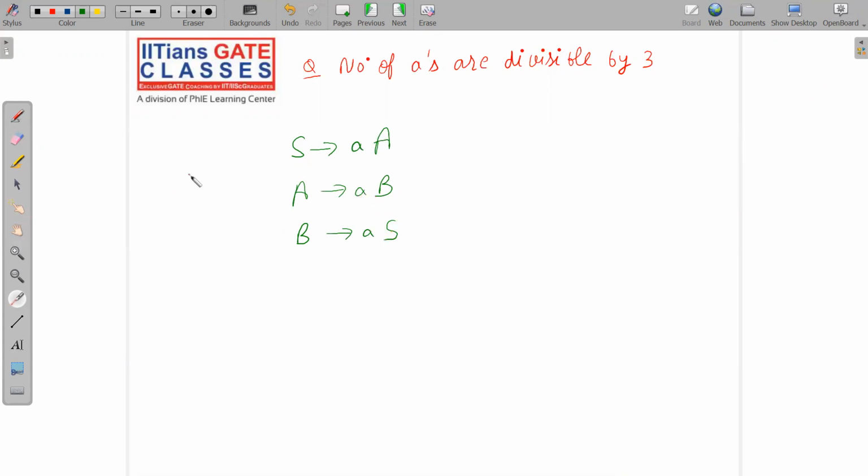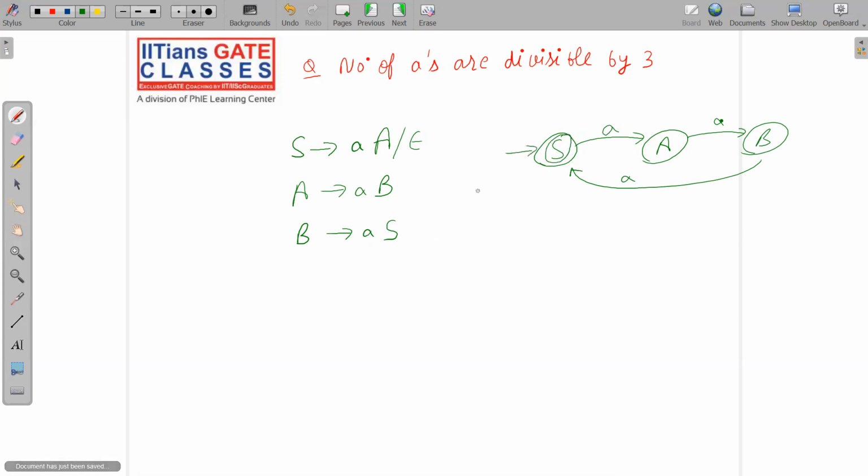So like this. See, you can visualize it just like your FA. S, A, B. The number of A's is divisible by 3. You remember the FA? If you are not able to remember, please see my previous lecture. And like this. Okay. So S implies A implies A, B implies AS like this. Okay. So now the number of A's should be divisible by 3, so we should write null here. This should be your final state now. Initial should be your final.